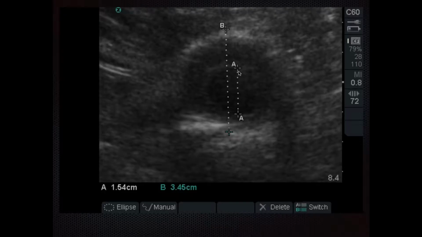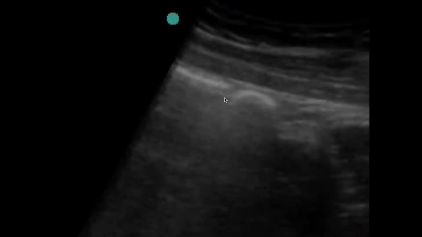You don't want to measure at the edge of the anechoic region, because what you might miss is a thrombosed intramural thrombosis. That's actually part of the aneurysm itself. So if you miss that, you might think the aorta is only 1.54 centimeters, but if you actually measure it properly, this patient has an abdominal aortic aneurysm, which is at 3.45 centimeters.